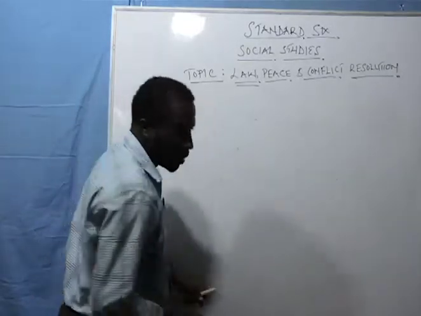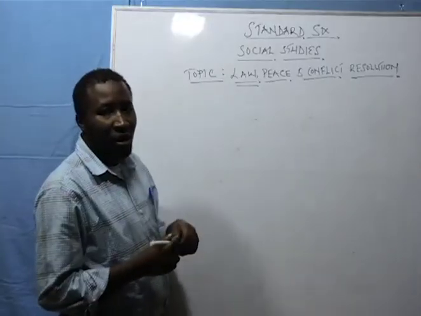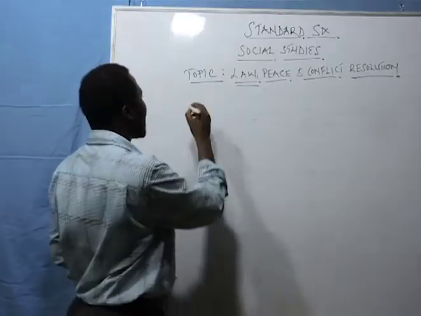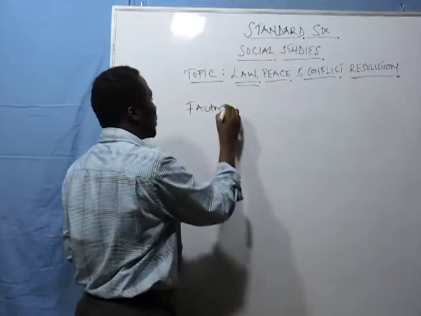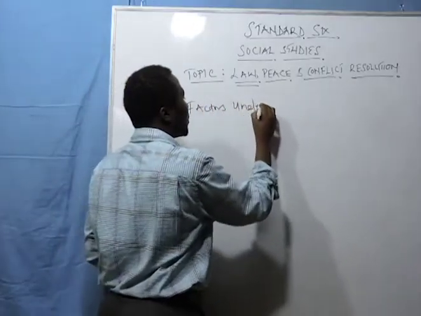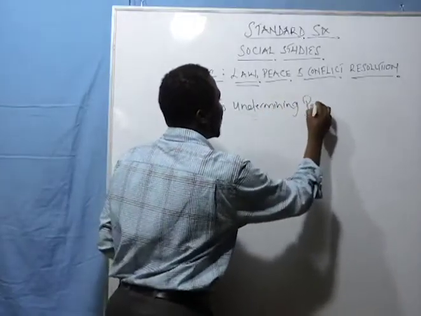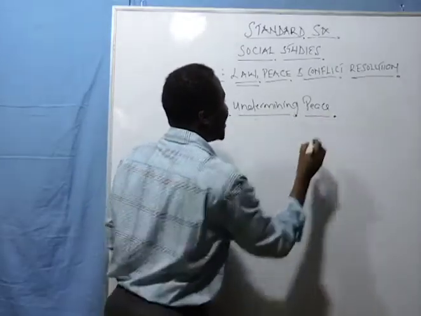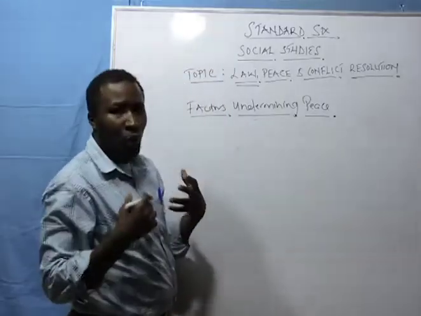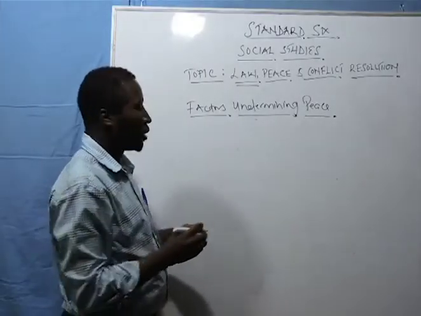So let us look at something else known as other factors undermining peace. Let's look at the factors that undermine peace. Which are these factors? Number one, we have political intolerance.